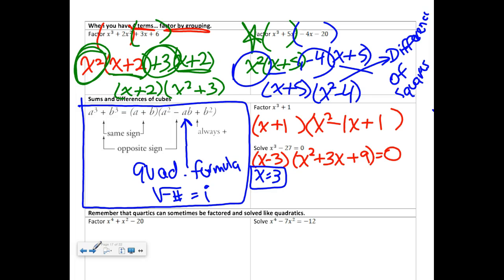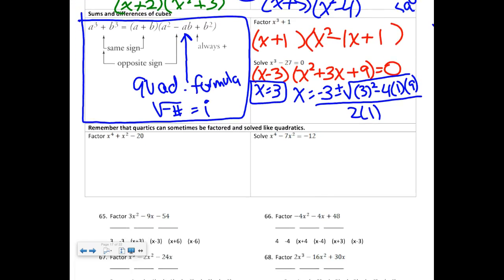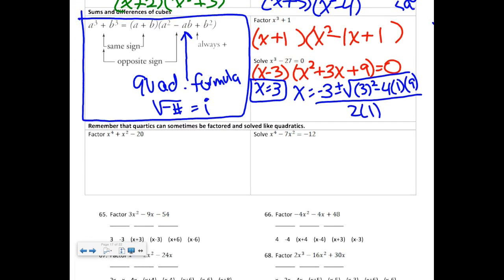Okay, the quadratic formula. So now I have negative 3 plus or minus the square root of 3 squared minus 4 times 1 times 9, all over 2 times 1. As you guys can see, we also have to have the quadratic formula memorized.